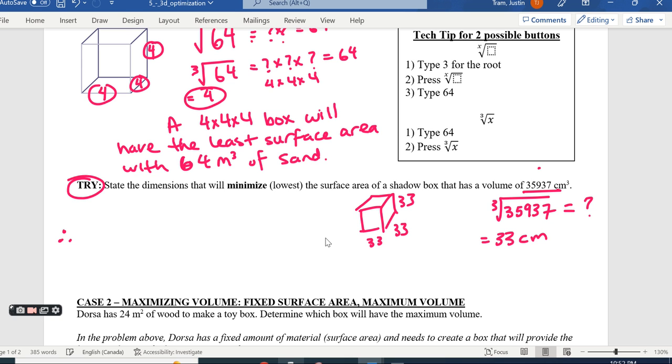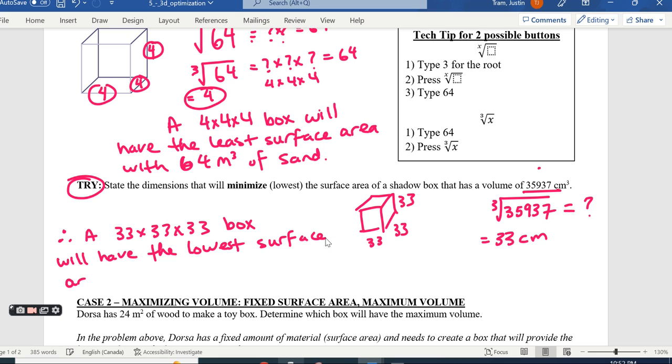Therefore, a 33 by 33 by 33 box will have the lowest surface area with a volume of 35937 centimeters cubed. Done.